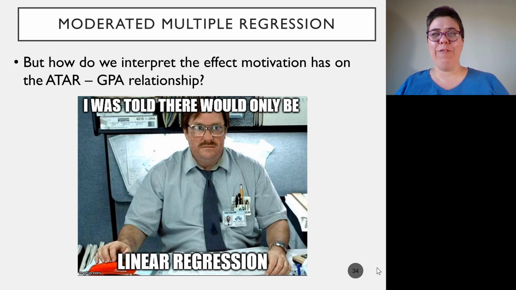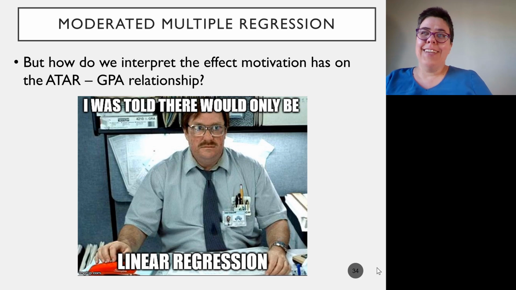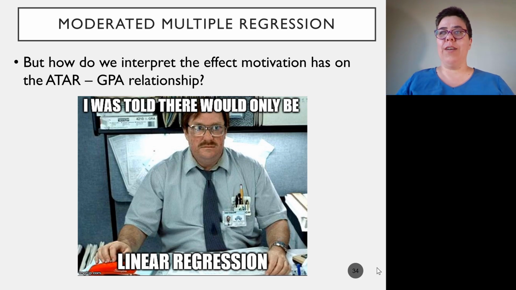So we can pause now for another mini break and appreciate the humor in this depiction of the stress of moderated multiple regression.